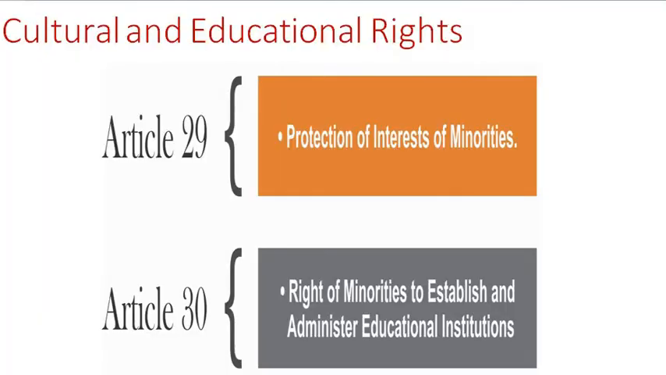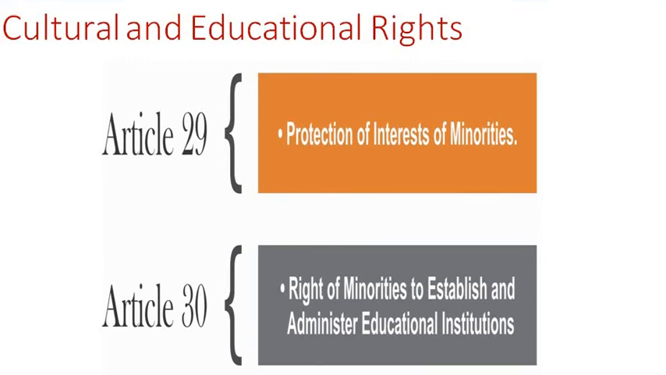Then come the cultural and educational rights. Article 29 deals with the protection of interests of minorities. Article 30 deals with the right of minorities to establish and administer educational institutions. We will discuss Articles 29 and 30 in detail in upcoming videos.